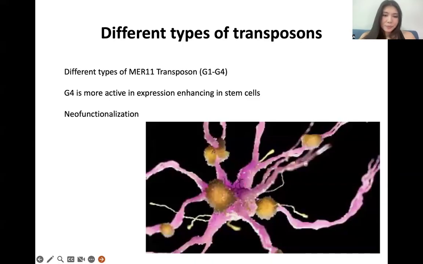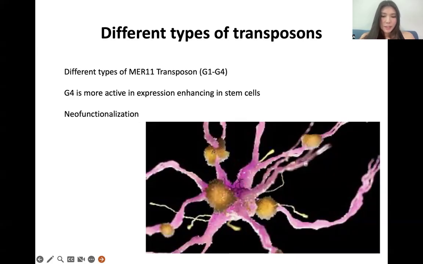So I was particularly interested to learn that the researchers divided MER11 into subtypes G1 and G4 and found that the young G4 subgroup is the most active and enhances gene expression in stem cells. This gives me a real-world example of the concept of neofunctionalization we discussed. Duplicated elements or genes can acquire new function.